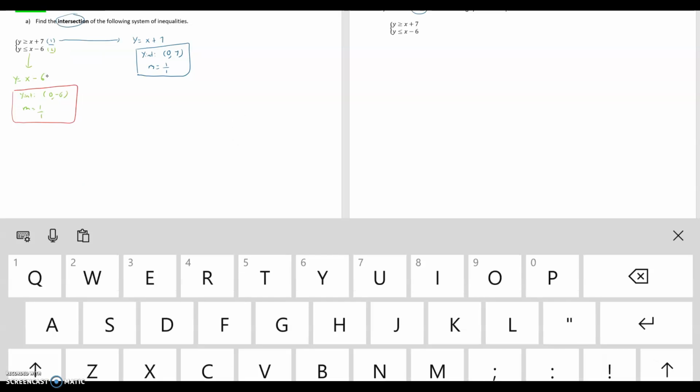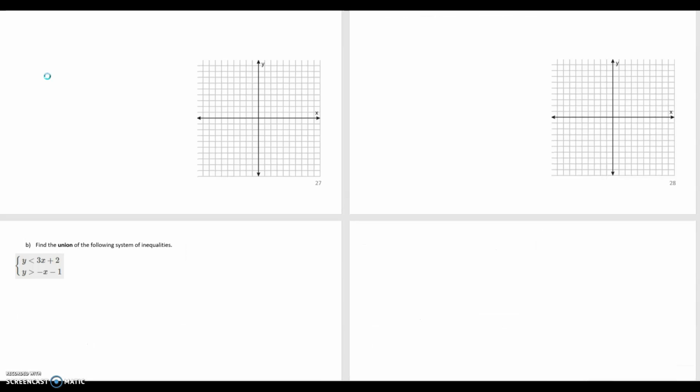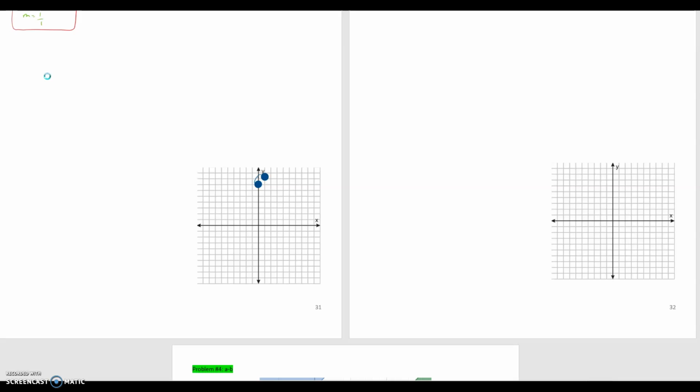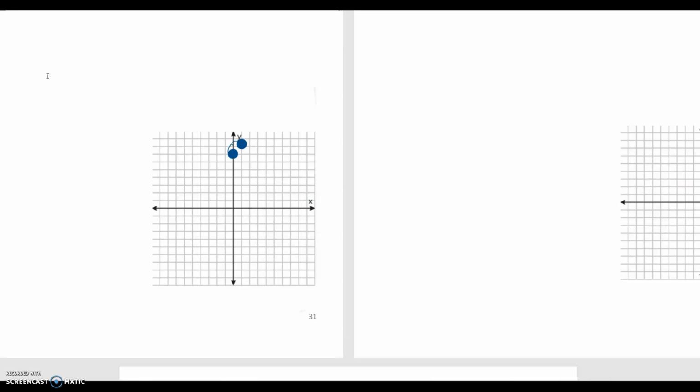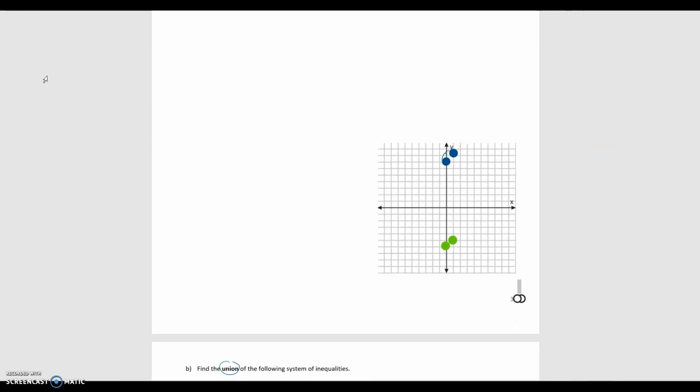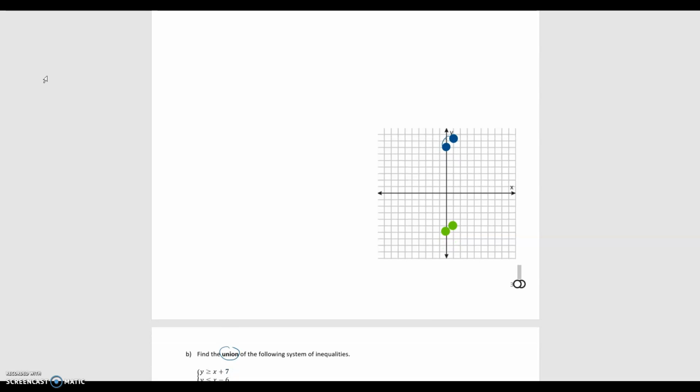Let me do the second inequality: 0, negative 6. Let me make it a little bit larger. And then also 1, 1 in the slope, so it's going to be there. Okay, let me input both of the lines, and both of the lines are going to be solid.